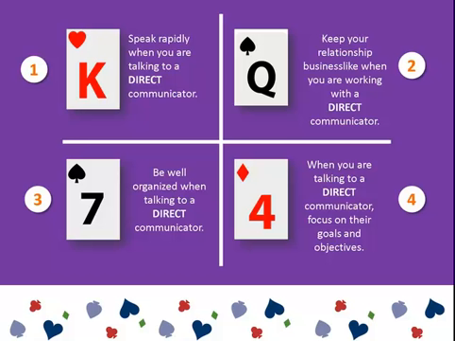Okay, so far people are liking number 2 and number 3. They have equal votes. So number 2 was keep your relationship businesslike when you're working with a direct communicator. And number 3 was be well organized when talking to a direct communicator.